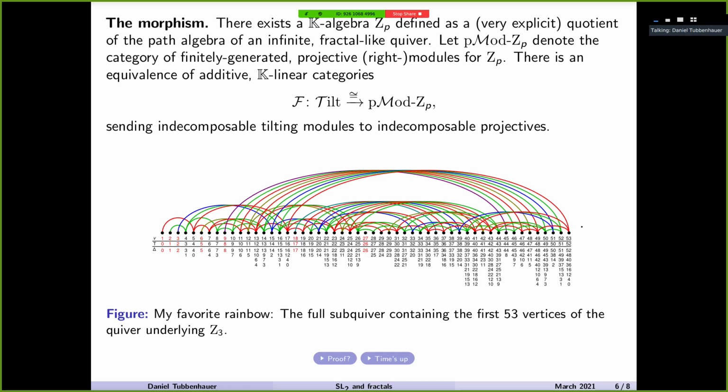So the question is, I hope, clear. I want to find an algebra as easy as possible, a quiver with some relations, such that tilting modules are equivalent to projective modules over this quiver, and indecomposable tiltings are sent to indecomposable projectives. Again, because tiltings are like projectives, so if you have some random algebra, they should correspond to indecomposable projectives. Okay, and the answer is as follows.